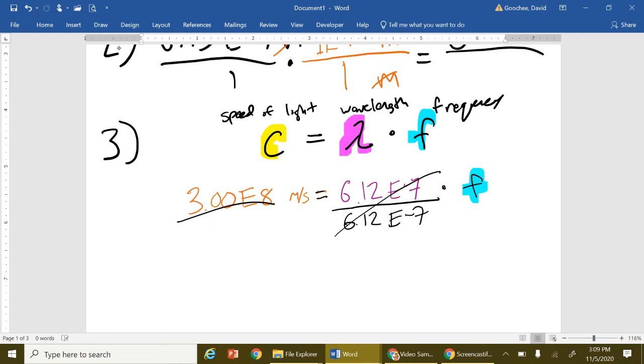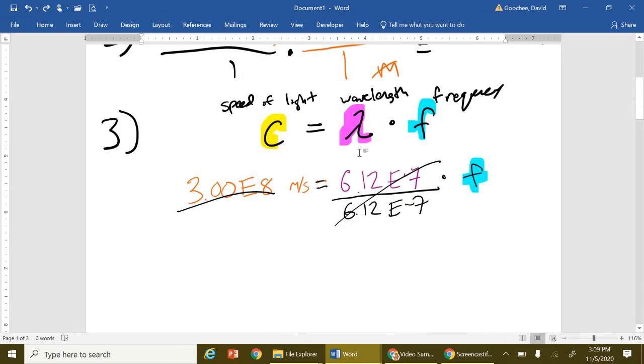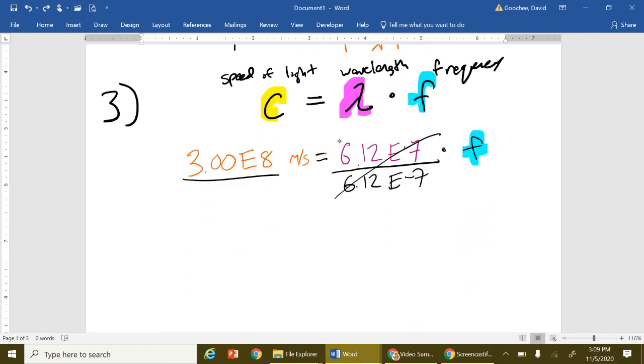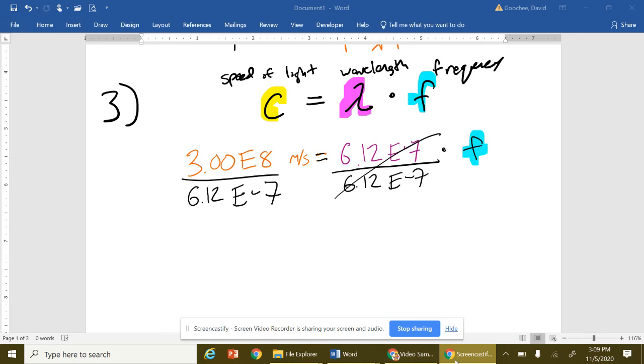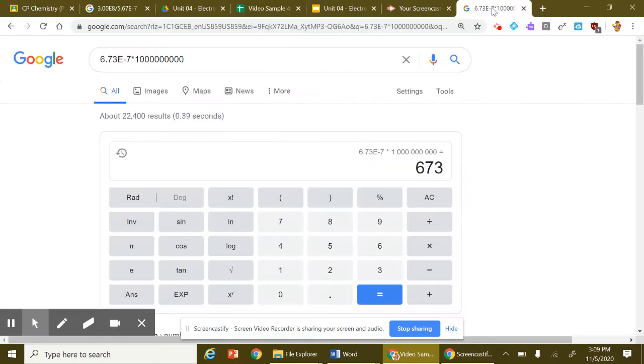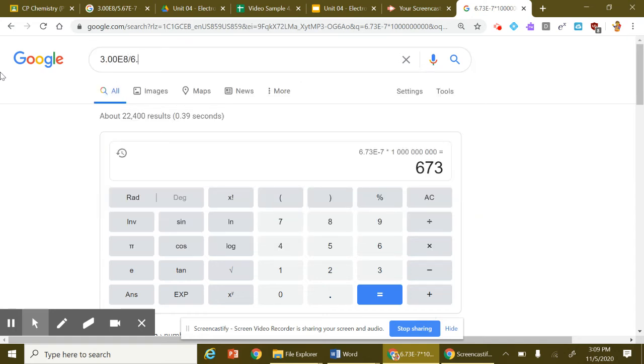All right, divided by 6.12 times 10 to the negative 7th. Okay, so there we go. So this is what I got to put into my calculator. In this case, I'm just going to use Google. Okay, so here I go. I'm going to do 3.00 times 10 to the 8th divided by 6.12 times 10 to the negative 7th.